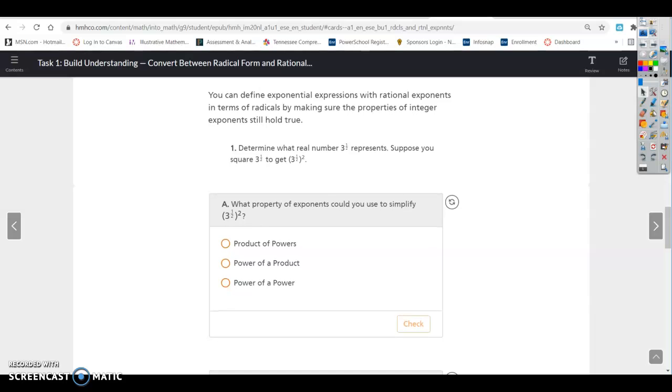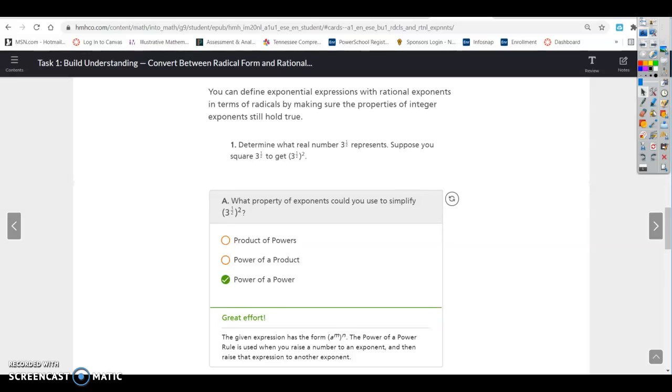You can define exponential expressions with rational exponents in terms of radicals by making sure the properties of integer exponents still hold true. Determine what real number 3 to the 1/2 represents. Suppose you square 3 to the 1/2 to get 3 to the 1/2 raised to the second power. So this is a power of a power, because you've got 3 to the 1/2 power raised to the second power.